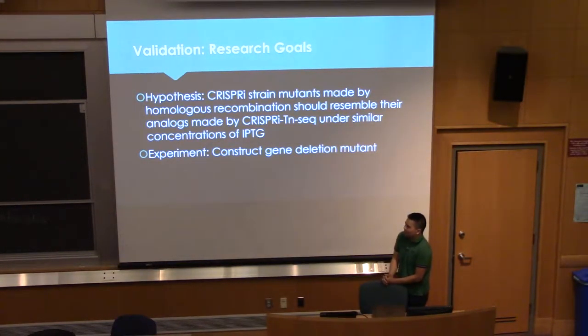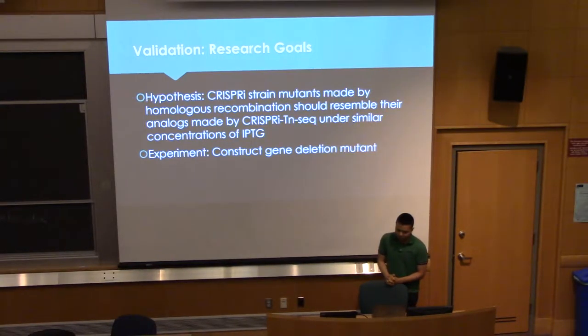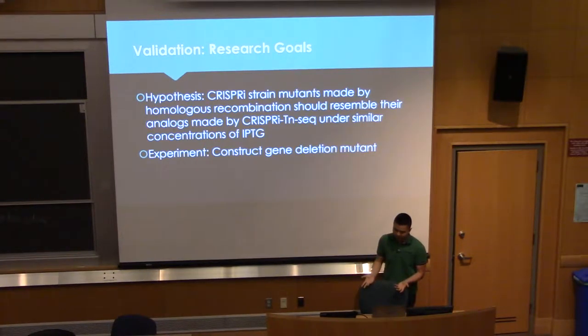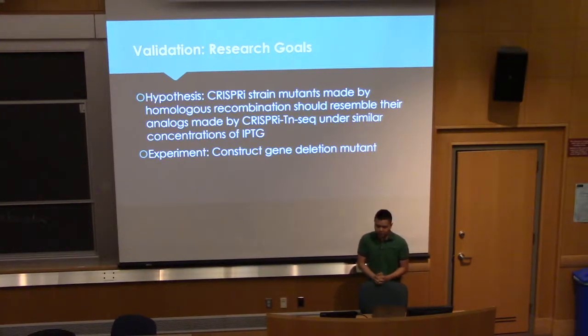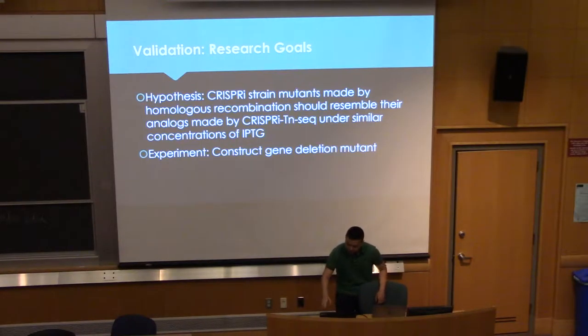So in order to validate those scores, which propose these interactions among genes, here comes my part: to validate CRISPRi Tn-seq. Simply, I use gene deletion mutants, reconstructing gene deletion mutants from the CRISPRi strain, and the fitness of the gene in the absence or presence of IPTG should be similar to the fitness of the transposon mutant library of the CRISPRi strain.